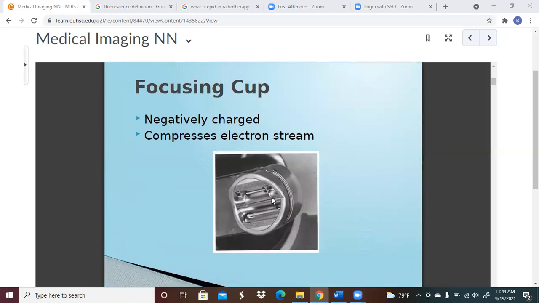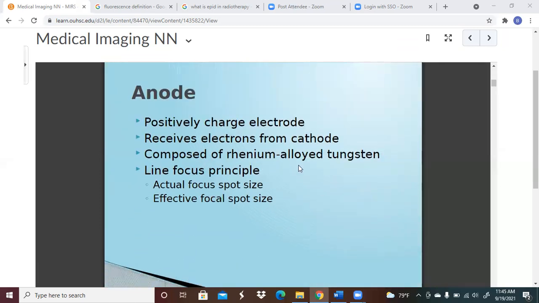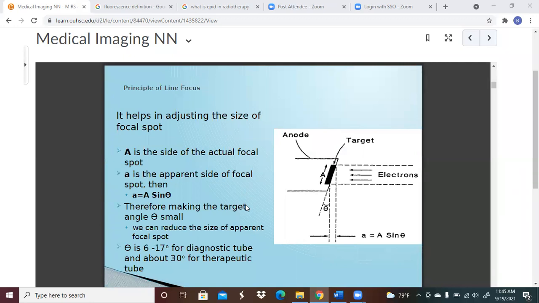You've got the focusing cup. It's negatively charged in order to be able to force the electrons to move in the direction that we want. It also compresses the electron stream. The anode is going to be the positively charged electrode, receives the electrons. The anode is going to be composed of iridium alloyed tungsten. The line focus principle, so the actual focal spot size and the effective focal spot size, again, that's going to be addressed in the previous lecture. In other words, what you're actually shooting at and what is the effective are going to be a little different.